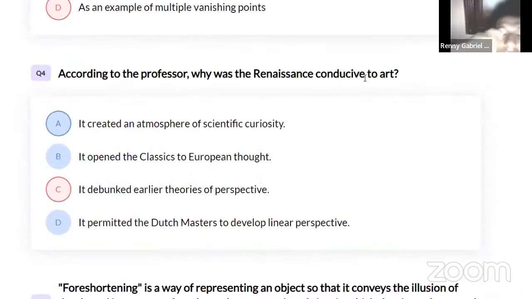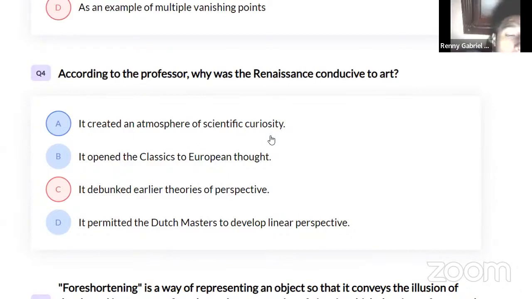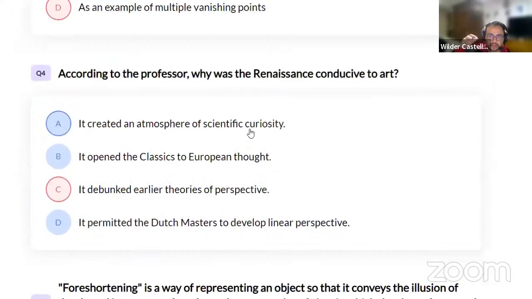Now the Renaissance, it was actually A. It created an atmosphere of scientific curiosity. Okay, I don't really understand why. Do you guys have something related to this in your notes? I think it mentions different persons that tried to experiment in this part of perspective. Okay. I'm not sure.